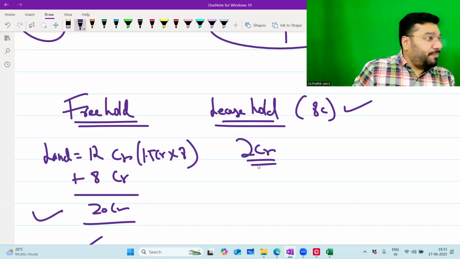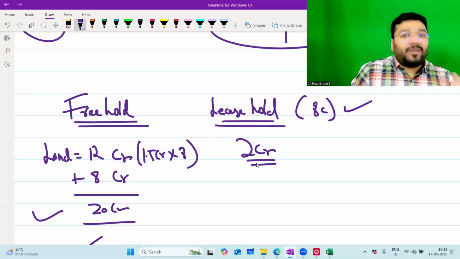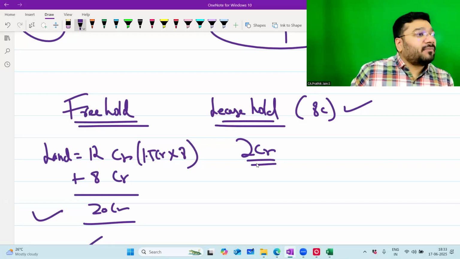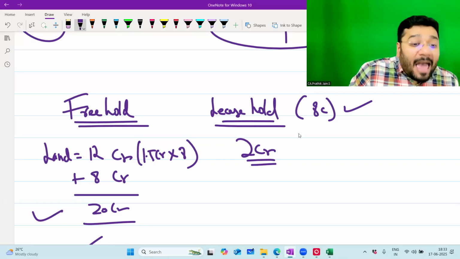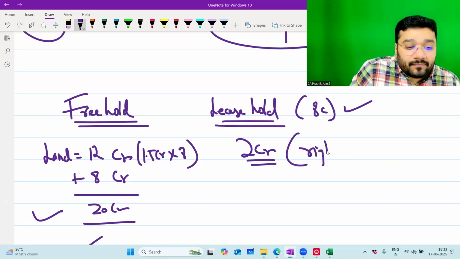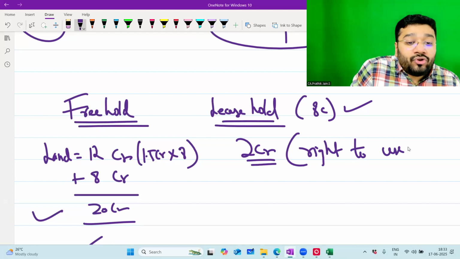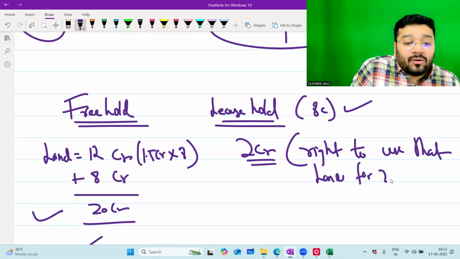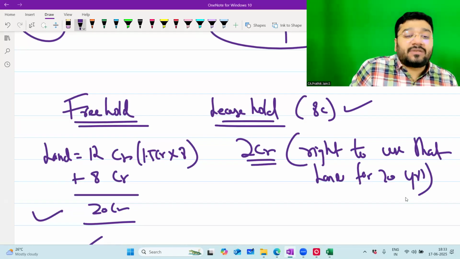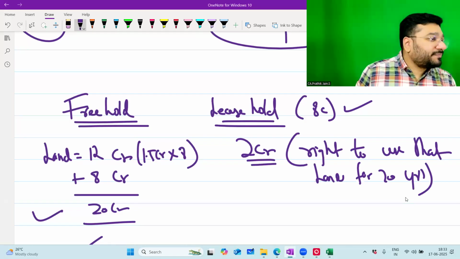I'll pay you 2 crore rupees, which you don't have to refund to me. Permanent, keep it. I'm not buying it. But by paying this 2 crore rupees, I'm getting the right to use that land for 20 years. For 20 years, I can use that land.